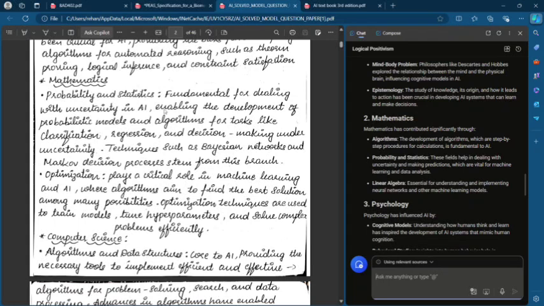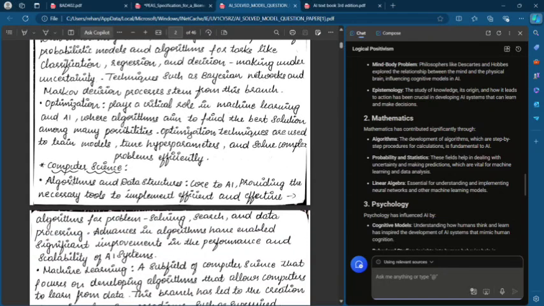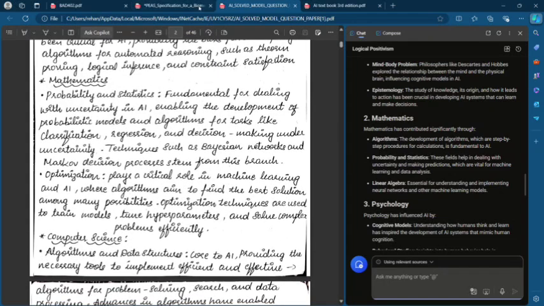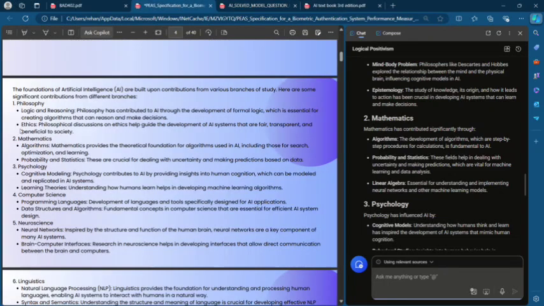Then here, probabilities and statistics are fundamental for dealing with uncertainty in AI, enabling the development of probabilistic models and algorithms for tasks like classification, regression, and decision making under uncertainty. So decision theory was there. You can put the decision theory under mathematics also. Techniques such as Bayesian networks and Markov decision processes stem from this branch, optimization. It didn't explain much. So see here, optimization is also there, but here it's very simple, right? Even in the textbook we had probability and algorithm. So this suits best.